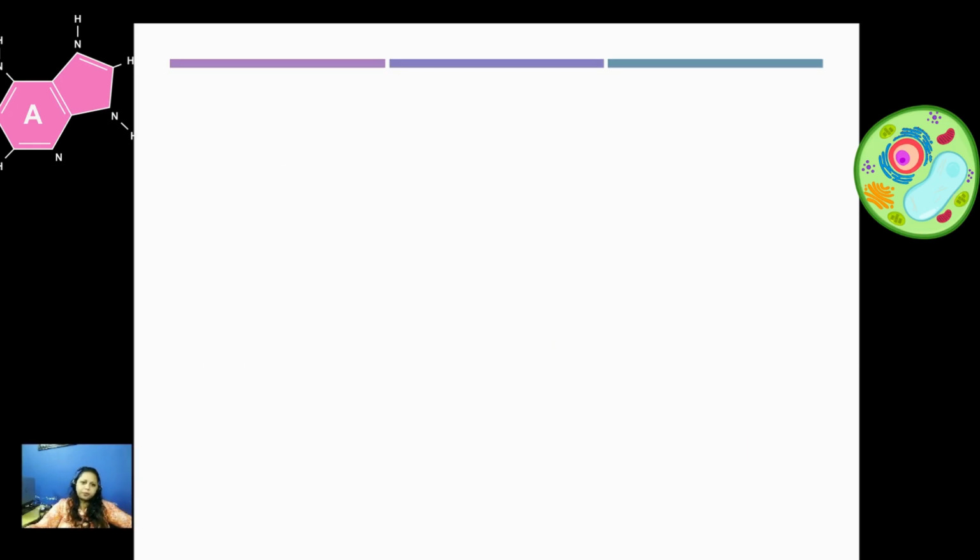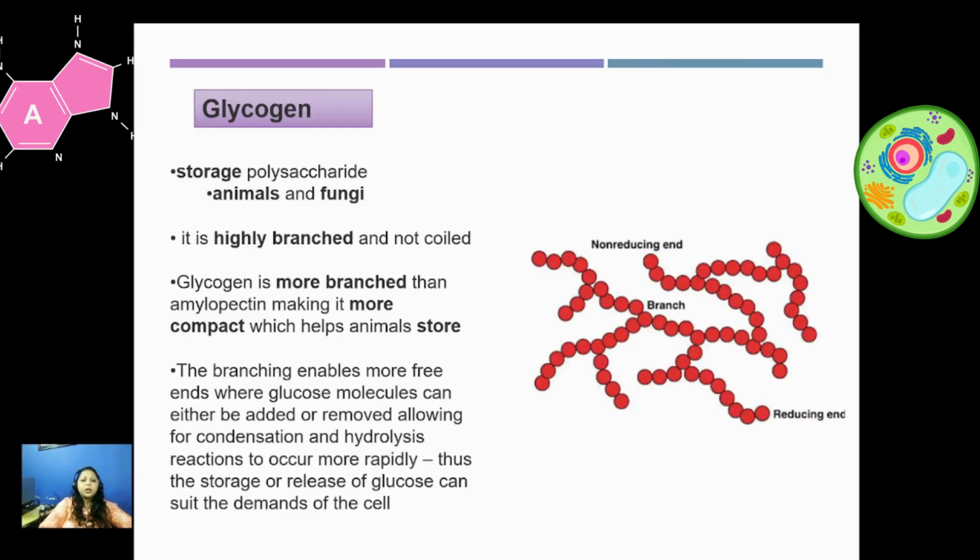The branching enables more free ends where glucose molecules can either be added or removed, allowing for condensation and hydrolysis. Thus, the storage or release of glucose can suit the demand of the cell, whatever type of structure needs to be formed. Then cellulose.